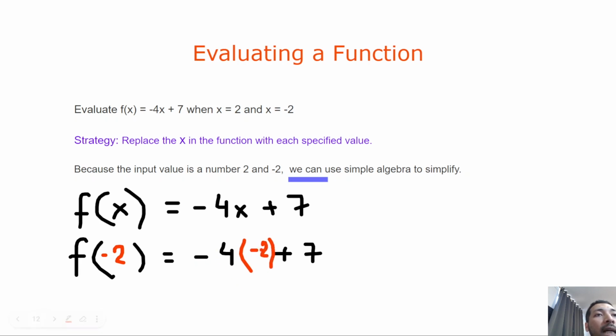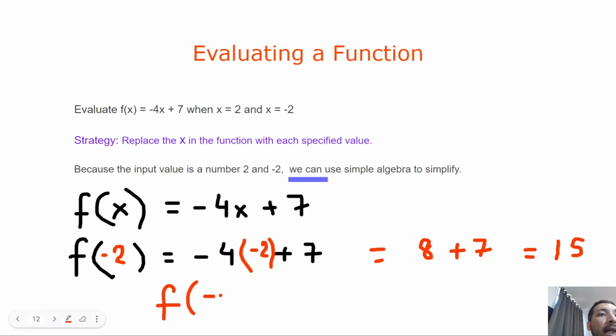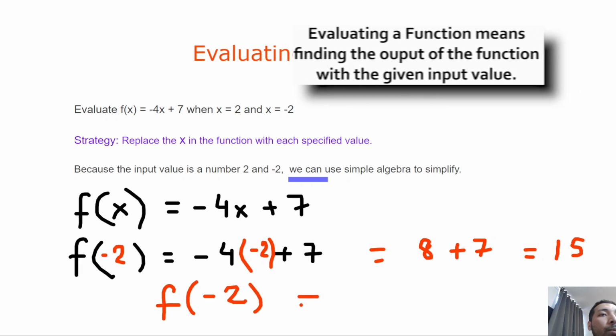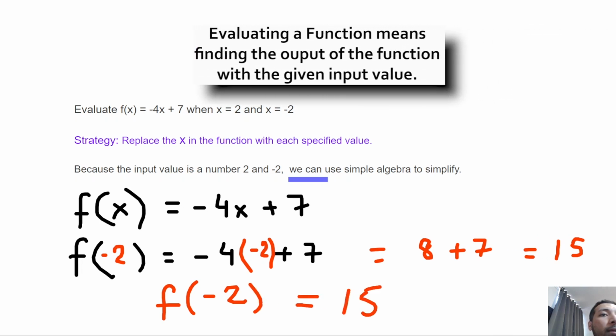So negative 4 times negative 2 is equal to positive 8, plus 7, which gives 15. So you can say that when the input is negative 2, our output is 15.